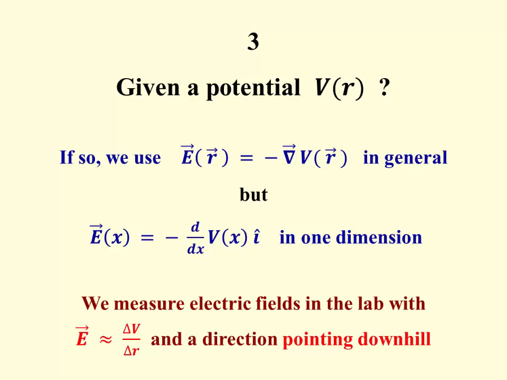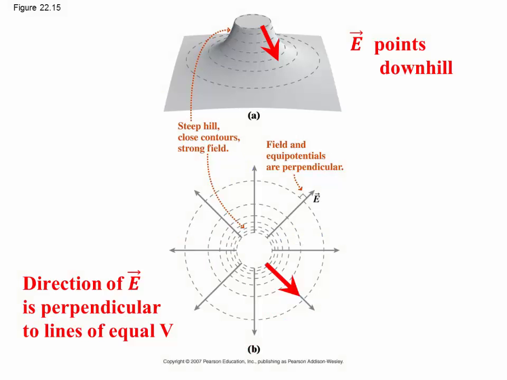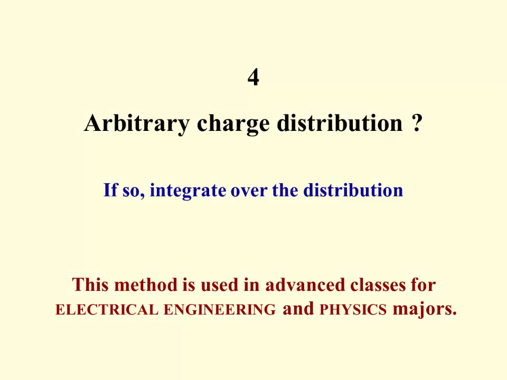This is also how we measure electric fields in the lab when we measure the voltage difference over some distance delta r, and put in by hand that direction pointing downhill. There's a nice picture of this in our textbook. The electric field points downhill in that potential surface, and that arrow is always perpendicular to the lines of equal potential. If we have a completely arbitrary charge distribution, we have to integrate over the distribution.